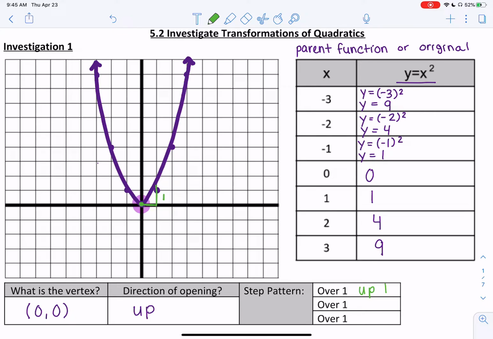Now I'm going to do it again. I go over 1 again, and then I take my pencil and I go up until I hit my graph again. And in this case, I went over 1, up 3.